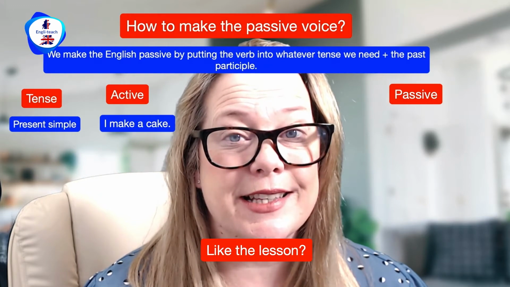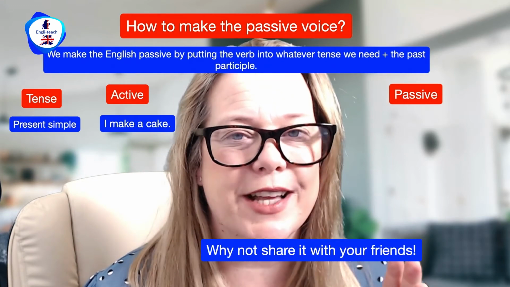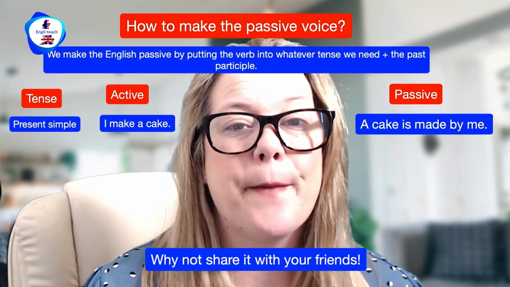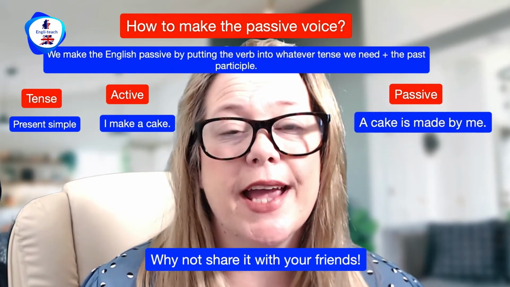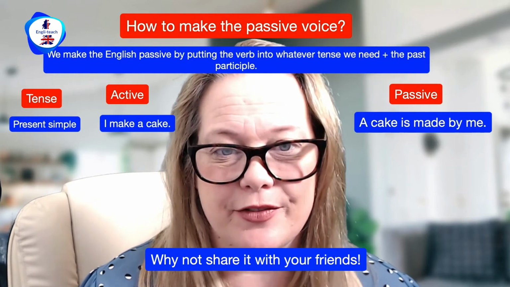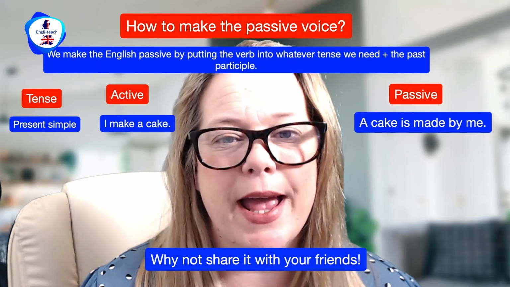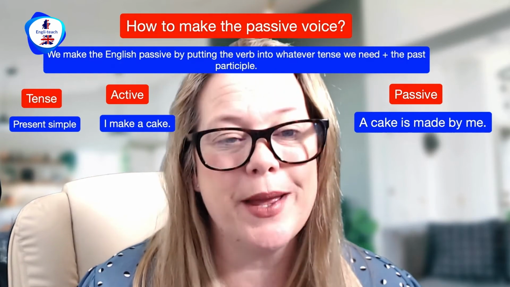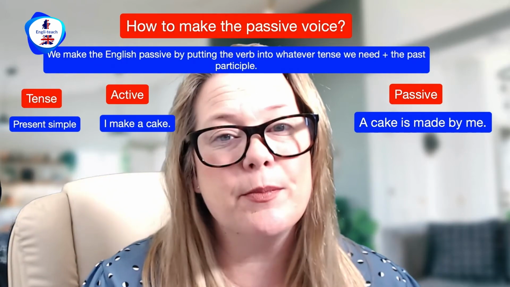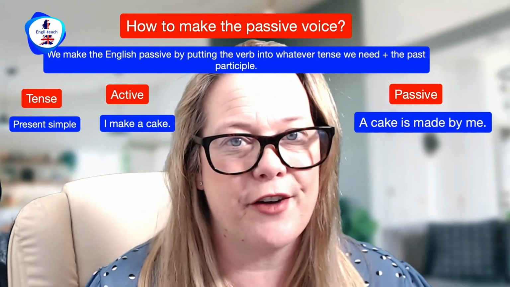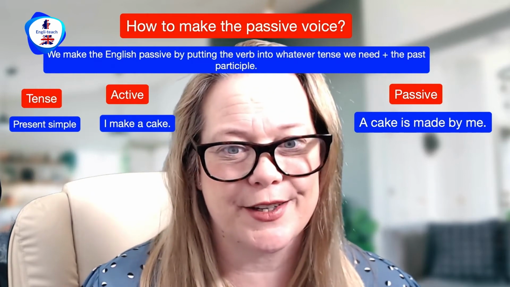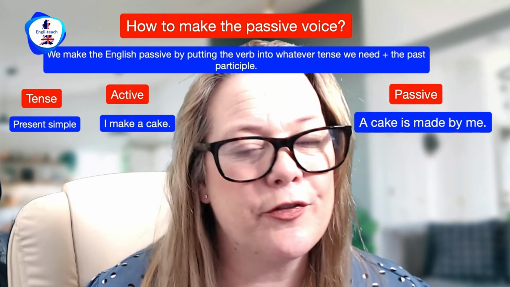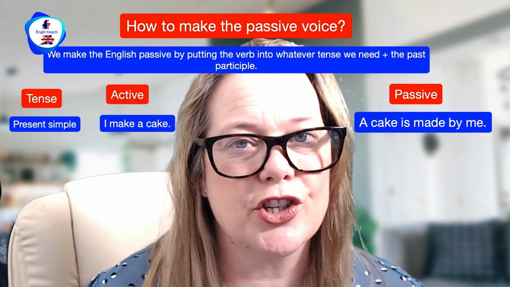Now let's look at the same sentence using the passive voice. A cake is made by me. Okay, so now let's have a little look at the passive voice. A cake is made by me. Here you can see that the person doing the action, me, comes after the verb, not before it. Now let's have a look at the same structure, but using a different tense.